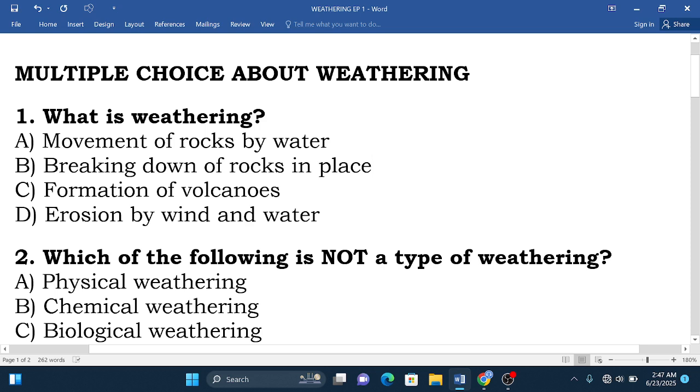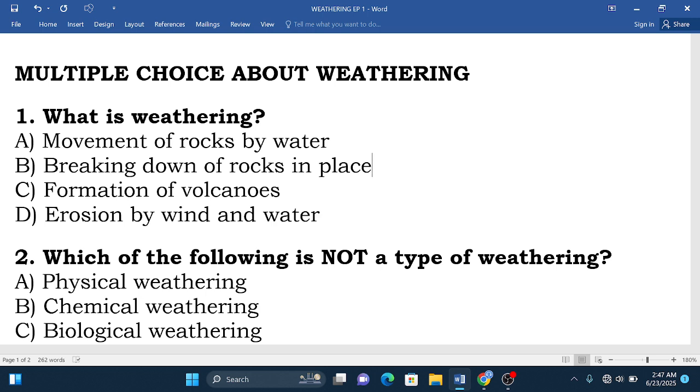What is weathering? They give us different options, but they want us to choose the meaning of the term weathering. Before selecting the right answer, I would like to remind you the meaning of the term. Weathering refers to the breaking down, disintegration or decomposition of rock into small particles in situ. Meaning that rock is broken down into small particles, but they stay in the same position. They don't move anywhere.